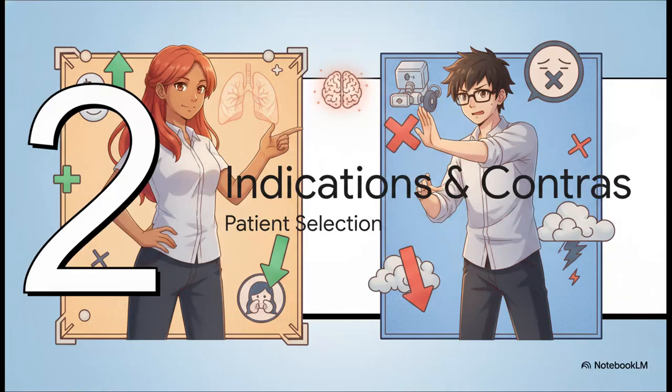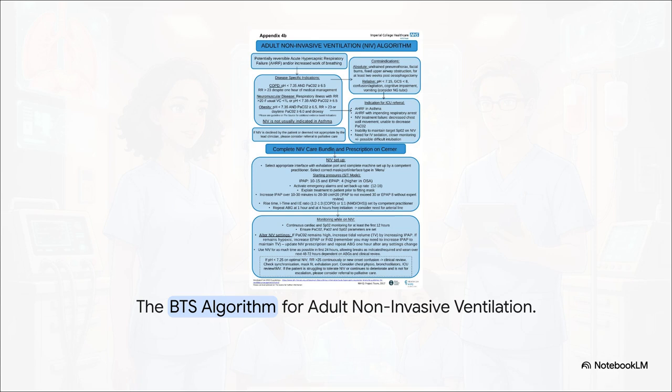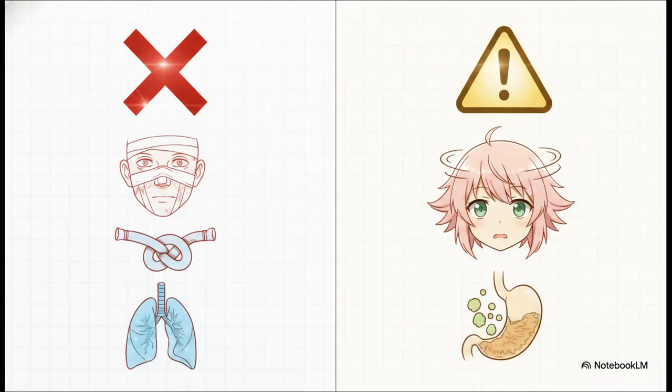Moving right along to patient selection, because knowing who benefits from this support and who is actually put at risk by it is completely crucial. According to the British Thoracic Society algorithm, non-invasive ventilation is a literal game changer for very specific disease states. The classic, absolute home run indication: a severe COPD exacerbation. Specifically, you're looking for patients presenting with a pH under 7.35 and a PaCO2 over 6.5 kilopascals, which translates to roughly 45 to 50 millimeters of mercury, especially if they are still tachypneic even after they've had an hour of optimal medical management.